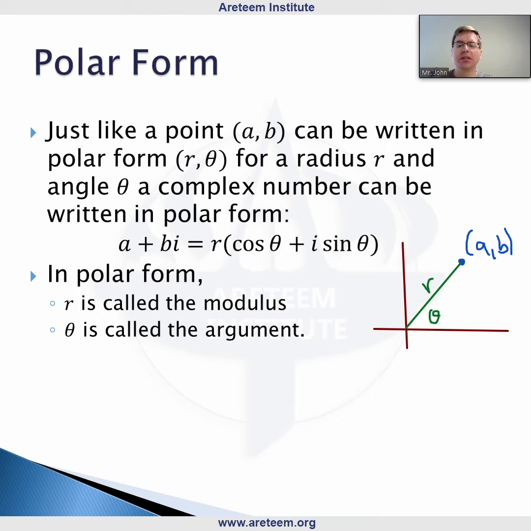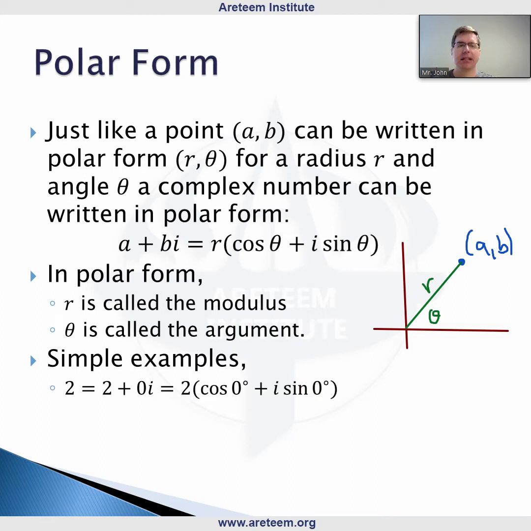Some simple examples here. The number 2 we saw before was 2 + 0i. Of course, that is an angle of nothing, so we could write this as 2 times (cos 0 + i sin 0). Notice that these things are actually equal to each other. We'll see the advantages of thinking about it in polar form a little bit later in this video, but these are straight up equal.